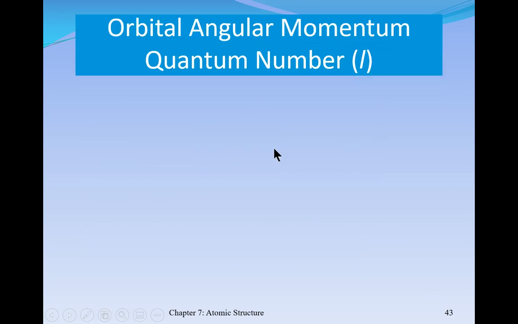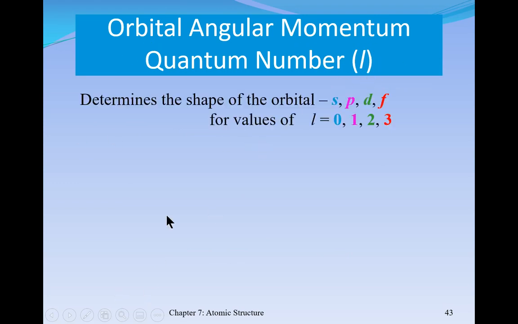Now, the next quantum number is known as the orbital angular momentum quantum number, symbolized by the letter L. And this actually determines the shape of the orbital, right? And there's a letter designation that's associated with the L values. So if L is equal to 0, we're referring to what we call an s orbital, or s sublevel, I should say. If L is equal to 1, that is referring to a p sublevel. If L is equal to 2, that's a d sublevel. And if L is equal to 3, then that represents an f sublevel. So these basically represent different sublevels within the energy levels, all right?